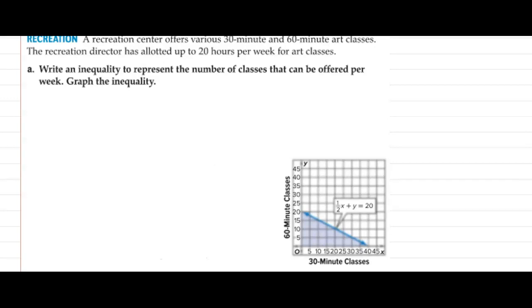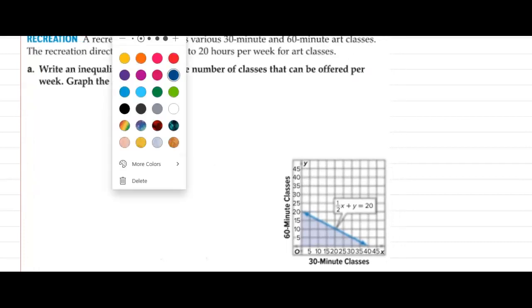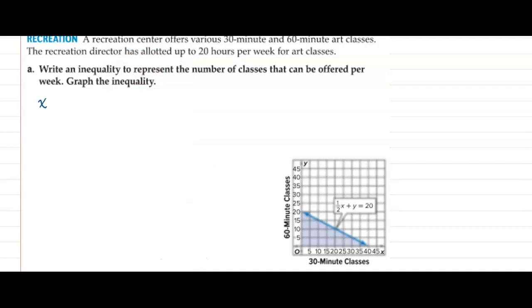So when we write an inequality, granted we have the answer written right here in our picture, but let's do it ourselves. How would we come up with that equation? Well, first we need to define the two things that are happening. We have 30-minute classes, and we also have 60-minute classes available. You'll always have two different things that we're talking about, two different variables. Now, we want to write an inequality that says up to 20 hours a week.